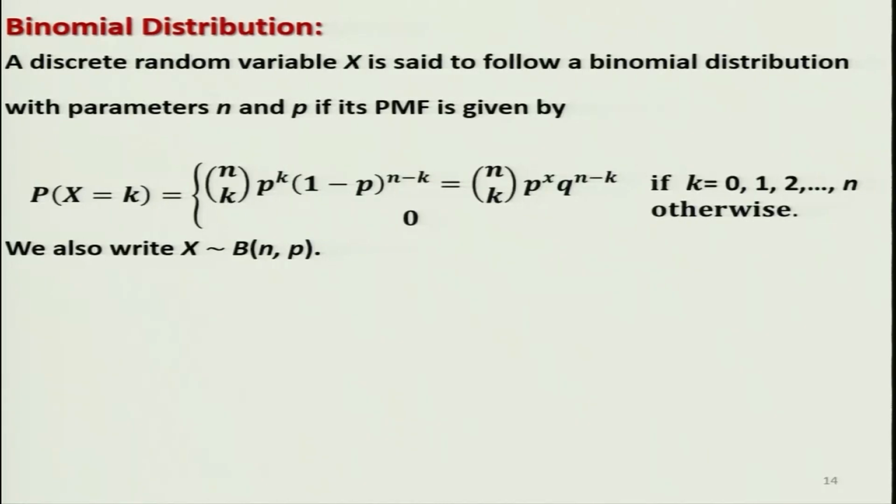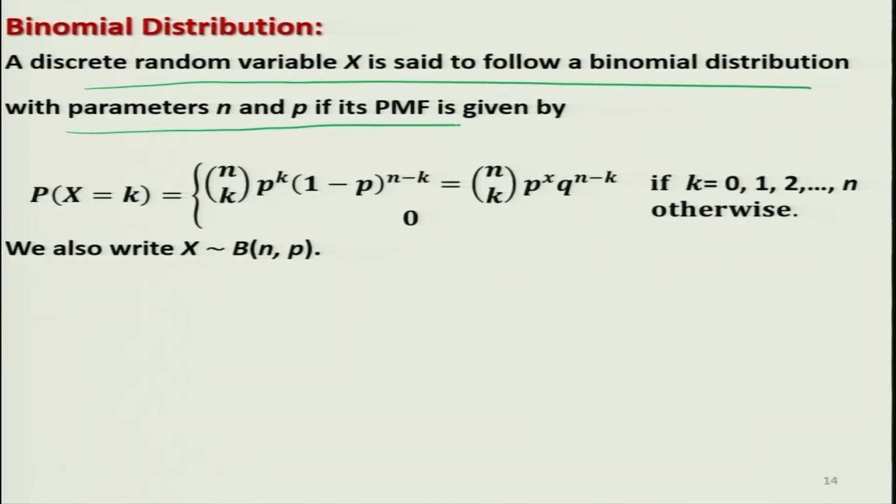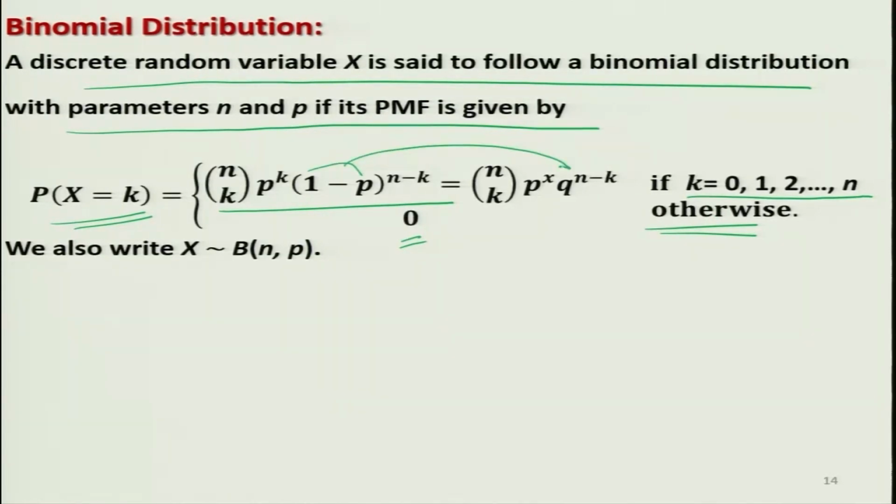So now I can define the binomial probability mass function. A discrete random variable x is said to follow a binomial distribution with parameters small n and small p if its probability mass function is given by probability of x equal to k, which is equal to n choose k p raised to the power of k into 1 minus p raised to the power of n minus k, when k takes the value 0, 1, 2 up to n and 0 otherwise, right. And if you want to use 1 minus p as q, you can simply replace it.